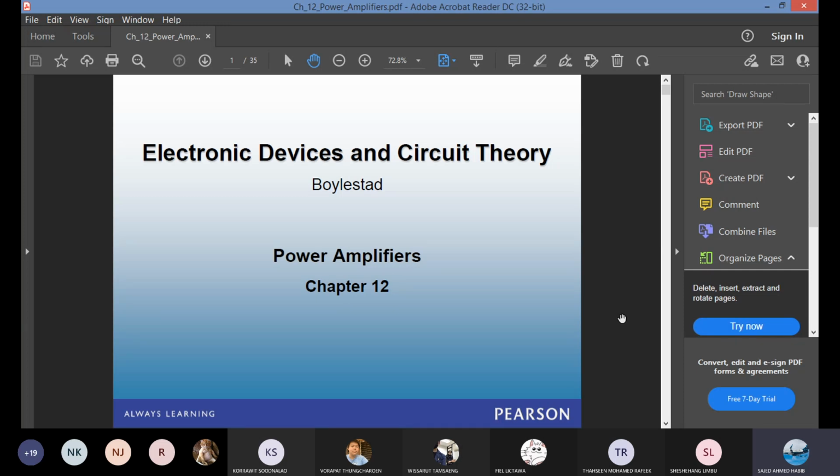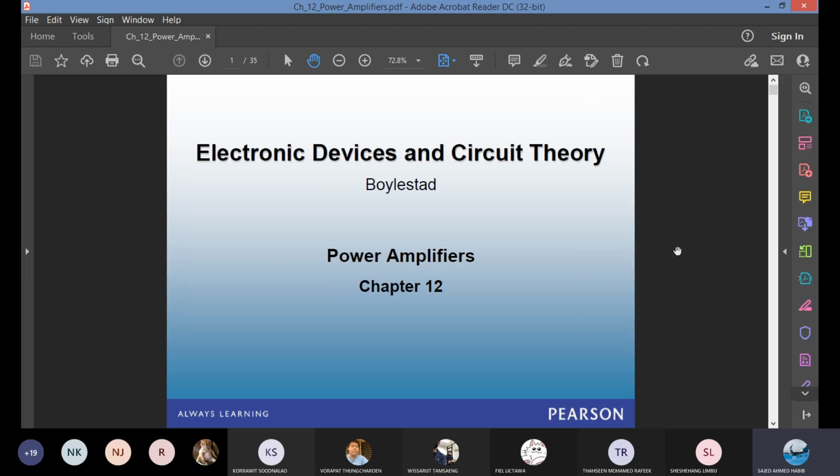I have opened up my screen to show chapter 12, power amplifiers. I mentioned it briefly before our midterm exam, but we can start again. On average, the topics after the midterm are shorter. So you can be done with one topic within three sessions or 2.5 sessions.